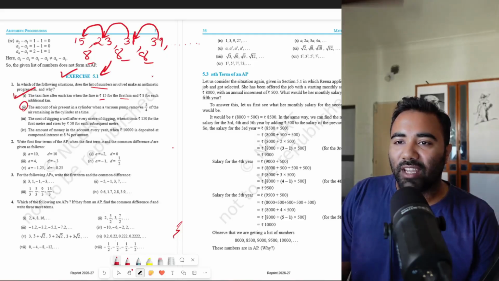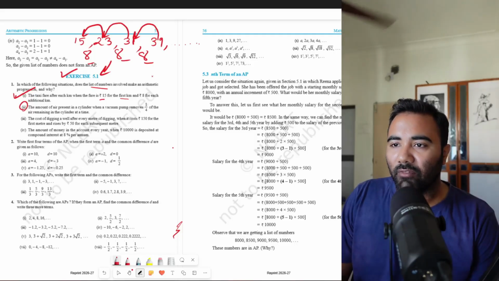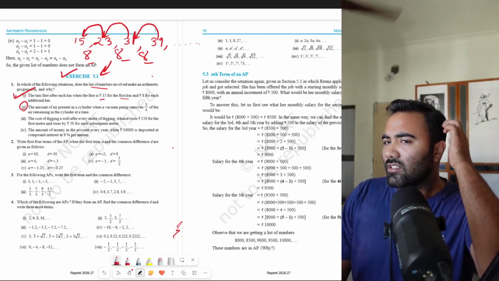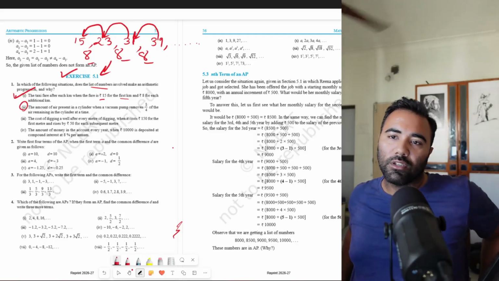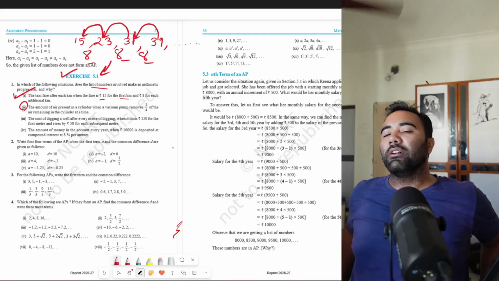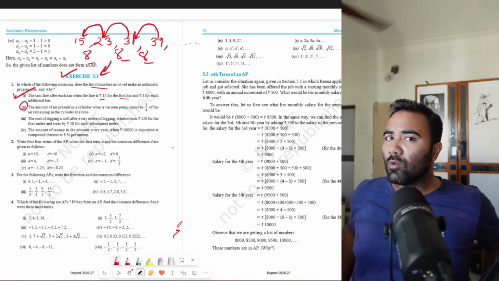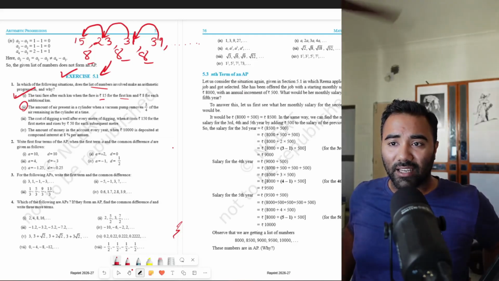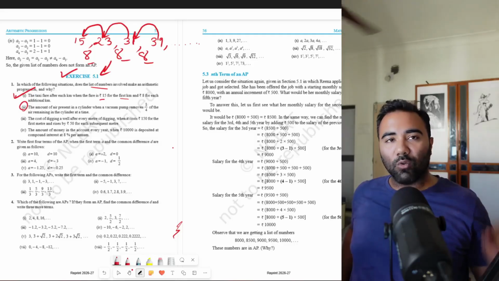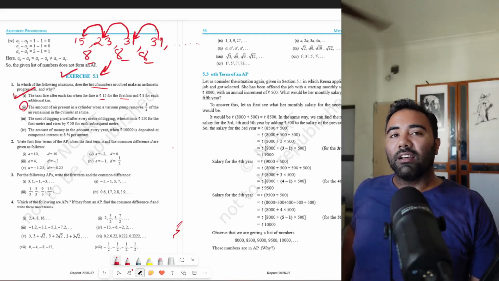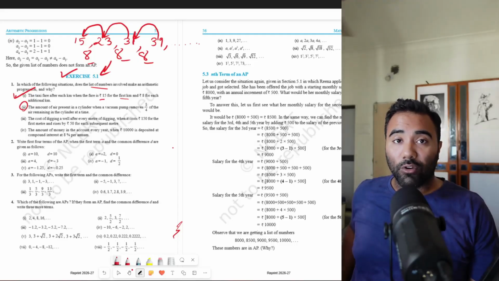The amount of air present in a cylinder when a vacuum pump removes 1/4 of the air remaining in the cylinder at a time. Now, this is something that requires you to use your imagination a little bit. If there is a cylinder and every time you pull out 1/4 of the air, what is the air that is remaining inside? Every time the amount of air remaining in the cylinder is going to be 3/4.